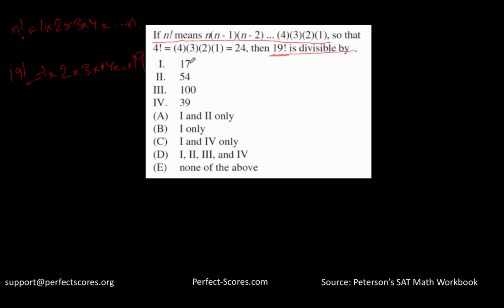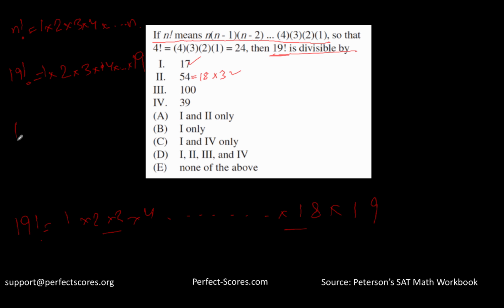Now, does this have a 17 in it? Yes. Does this have a 54 in it? Well, you must be thinking no, but there is, because 54 is 18 times 3, and it has an 18 also, because 19 factorial is 1 into 2 into 3 into 4 till 18 and 19. So it has an 18 in it, it has a 3 in it, which means it has a 54 in it. There you go.